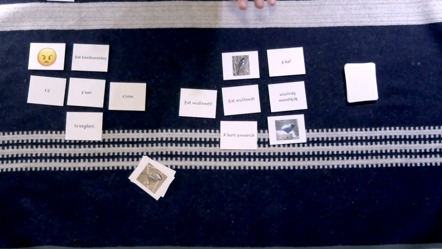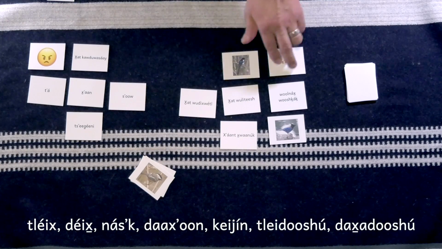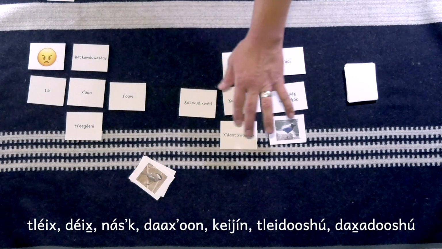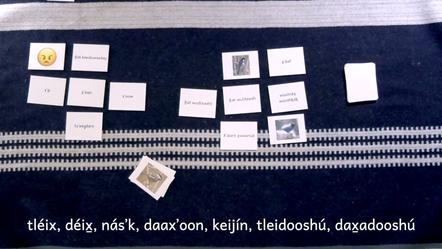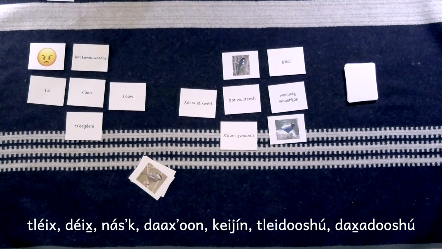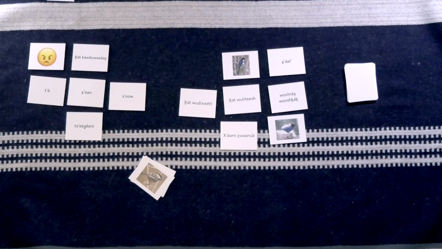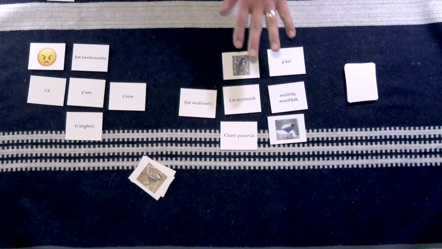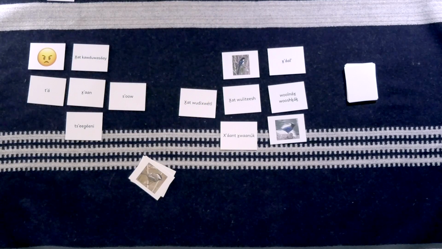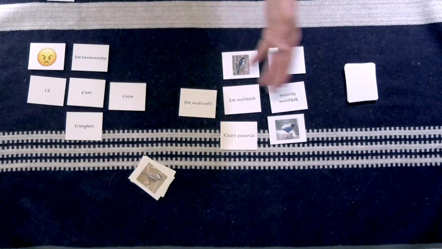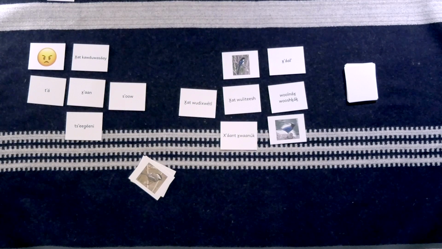Again, folks get 7 cards. Klaik, dech, nask, dachun, kejin, kleidushu, dachadushu. You might have to vary this a little bit depending on the age of the folks that are playing. For example, some folks, when they play GoFish, you keep going till you get it wrong. So you could conceivably empty all of your cards. You could win on the first round. When you're playing with smaller kids, sometimes it's best that everybody just gets one turn.